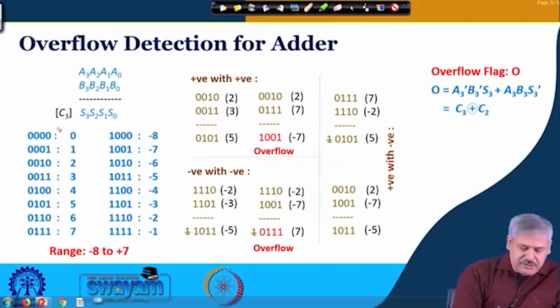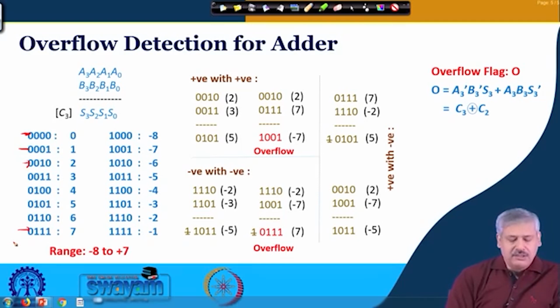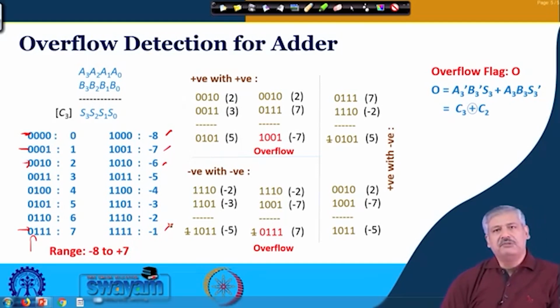So, these are the numbers. 0 0 0 0 was 0, 0 0 0 1 was 1, 0 0 1 0 was 2. Up to 0 1 1 1, where the leftmost bit basically behaves like a sign bit, that was 7, and 1 0 0 0 was -8, 1 0 0 1 was -7, 1 0 1 0 was -6. That way 1 1 1 1 was -1. We remember that, isn't it?